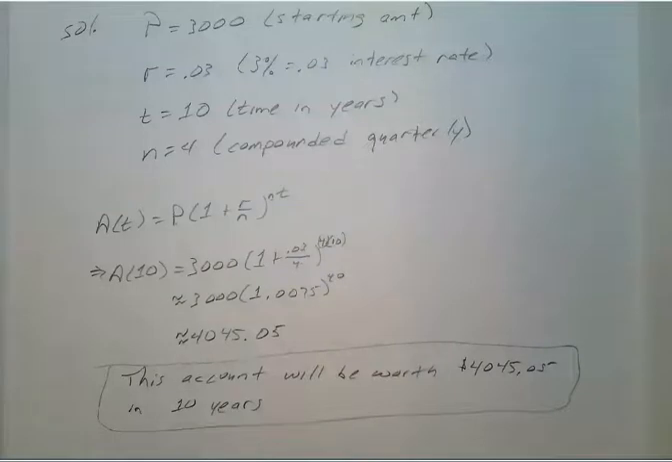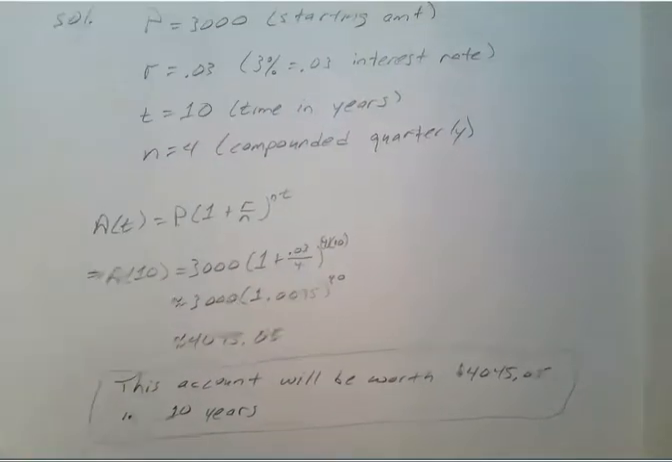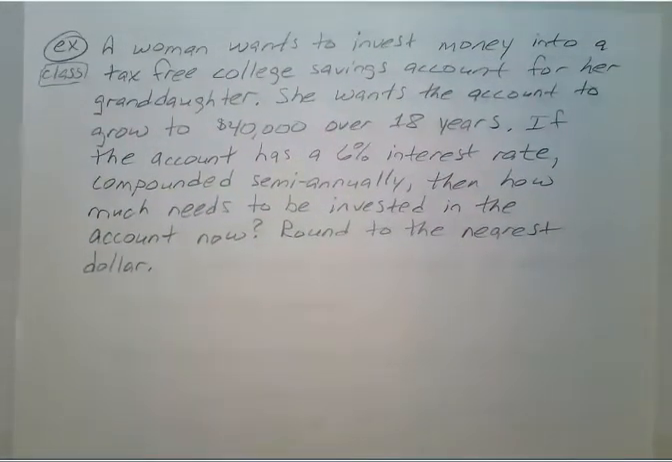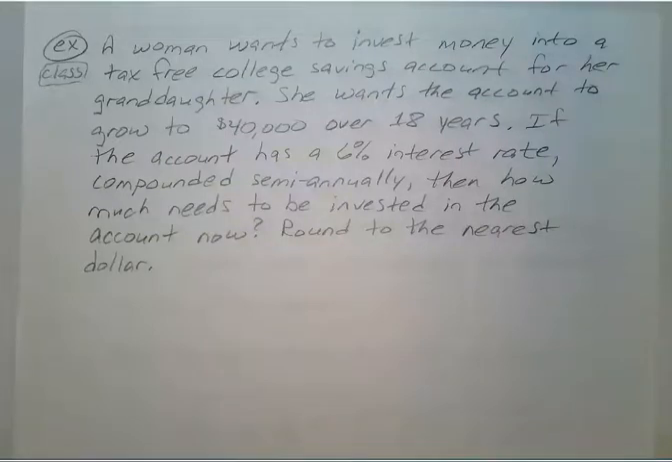All right, so if you are still writing this, feel free to press pause and finish up. But we're going to go ahead and move on to our next example. Okay, so it says a woman wants to invest money into a tax-free college savings account for her granddaughter. She wants the account to grow to $40,000 over 18 years. If the account has a 6% interest rate compounded semi-annually, then how much needs to be invested in the account now? And of course, we want to round to the nearest dollar in this case.